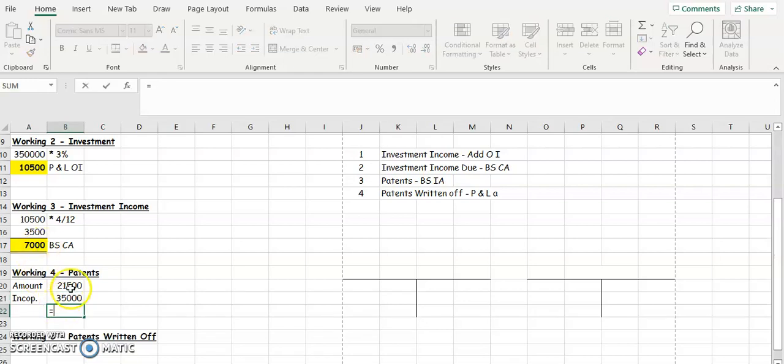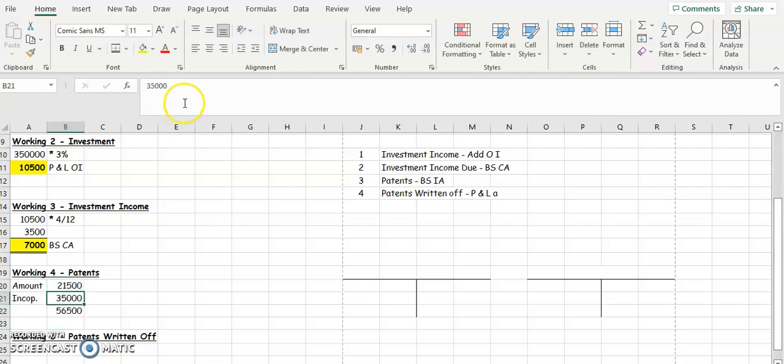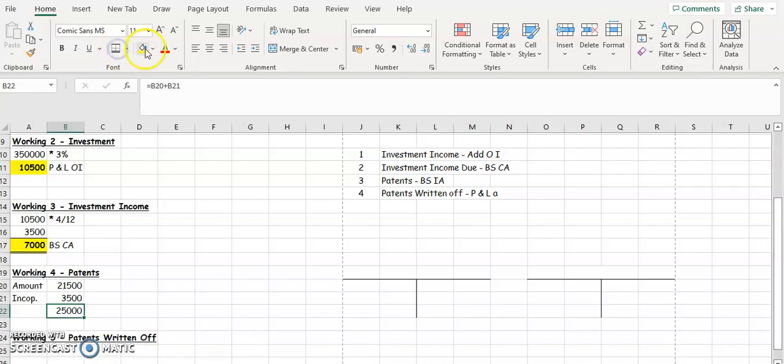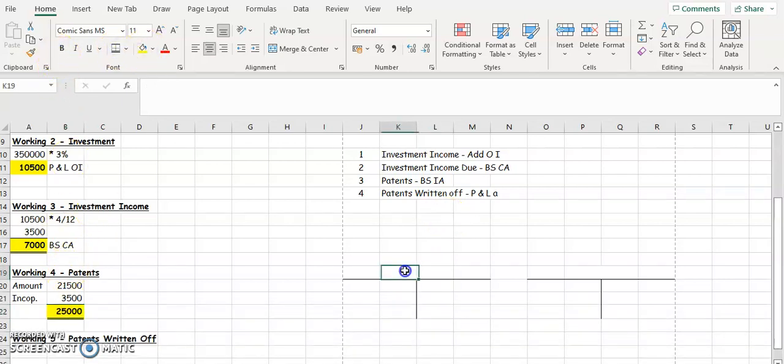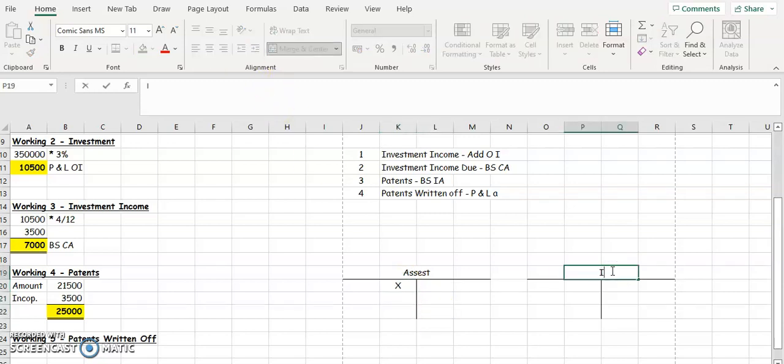So we're going to add it on to take it out. The reason for that is I'm going to show you the double entry for that. But our patents then are going to be 25,000. So our patents is an asset. Okay, so you look at the accounts here. And we know to increase an asset, we put it on the debit side. Our income is a credit.